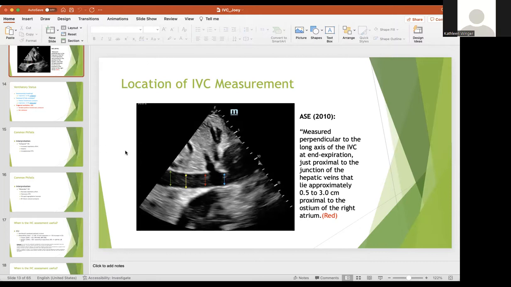Okay, sounds good. And then it's the same area when you're doing the collapsibility index as well? You're measuring it around that area too.